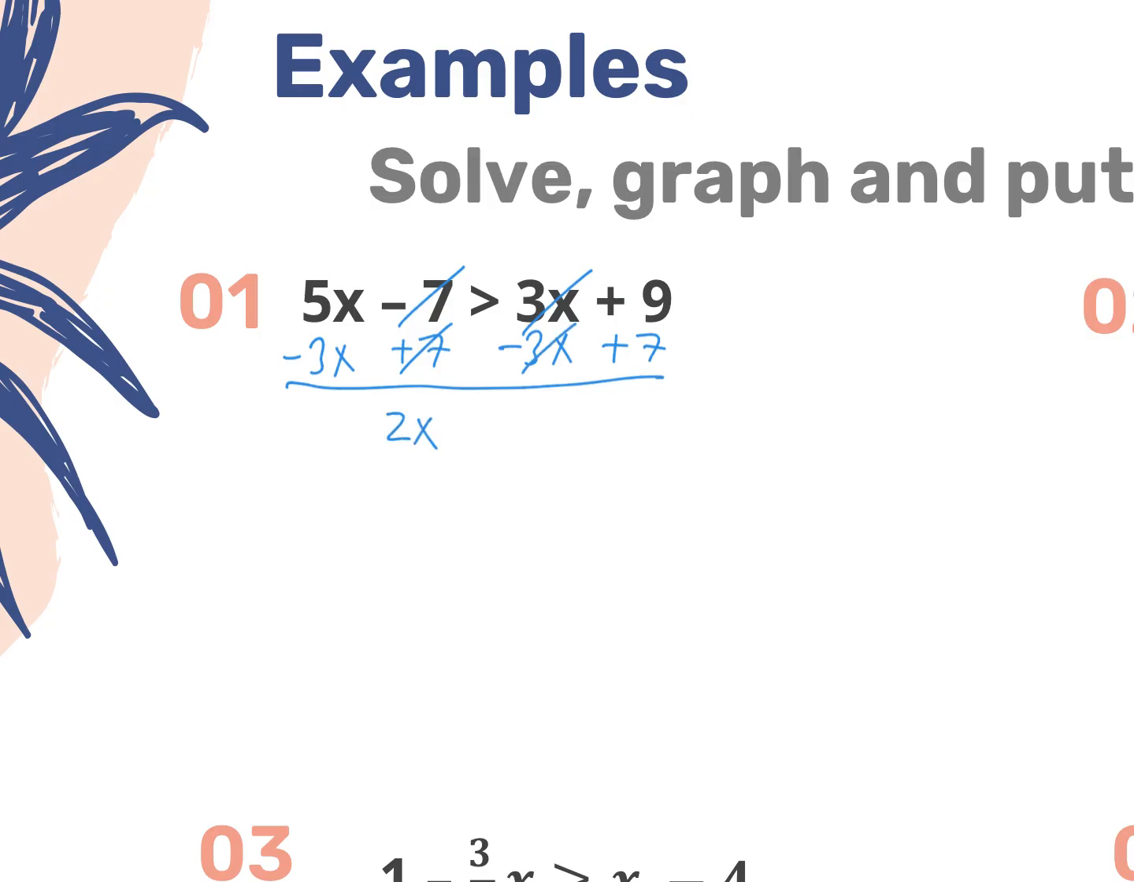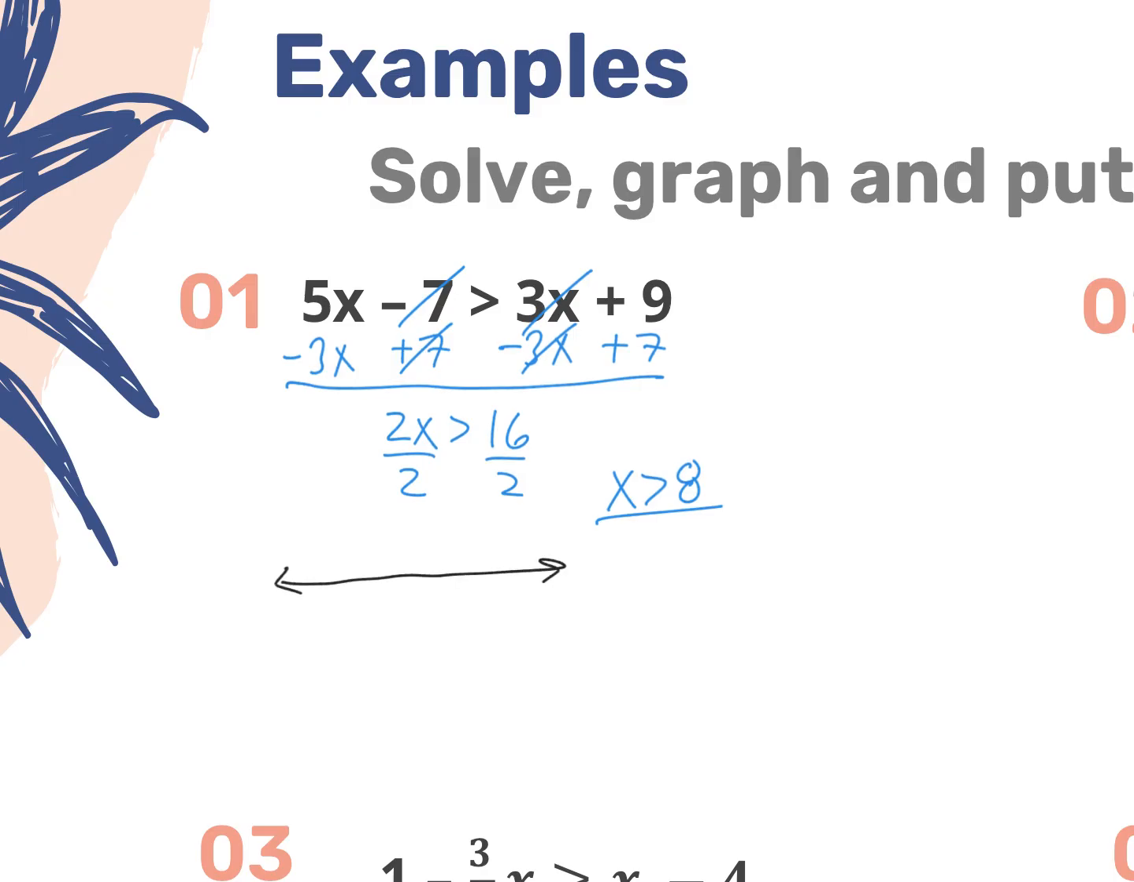The 7s are going to cancel out, the 3x's are going to cancel out, and I'm left with 2x is greater than 9 plus 7, which is 16. And then lastly, we can divide both sides by 2, and I get x is greater than 8. This is our answer as an inequality statement. Now let's graph it on a number line.